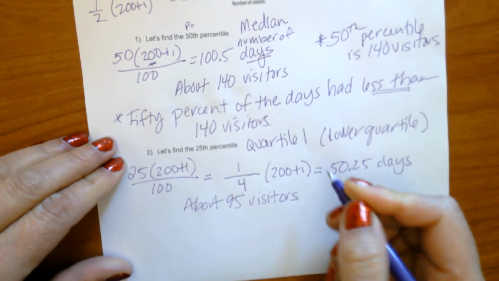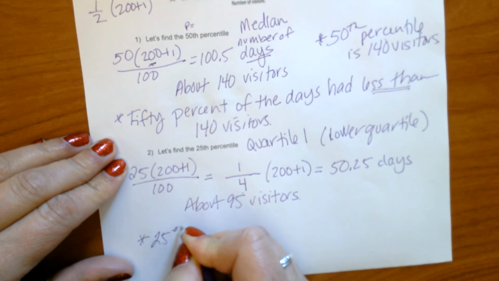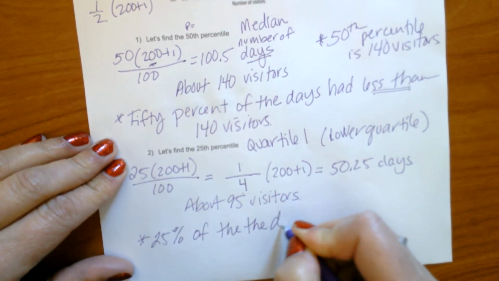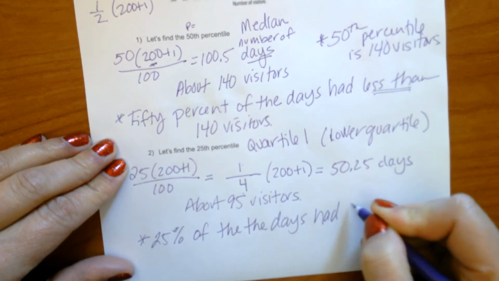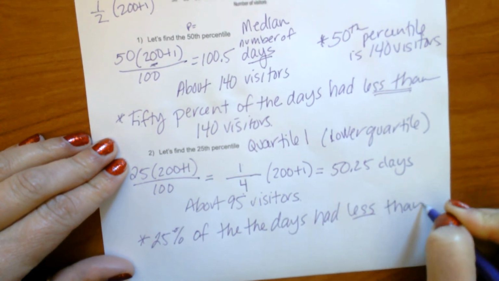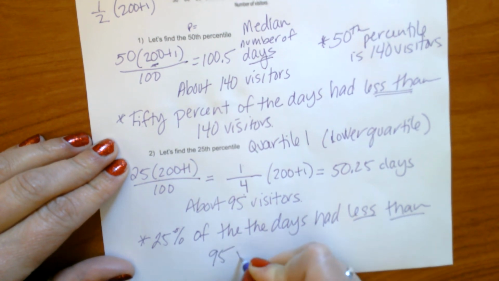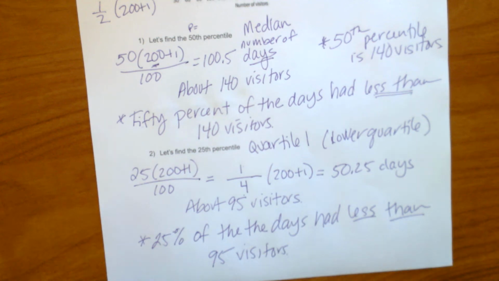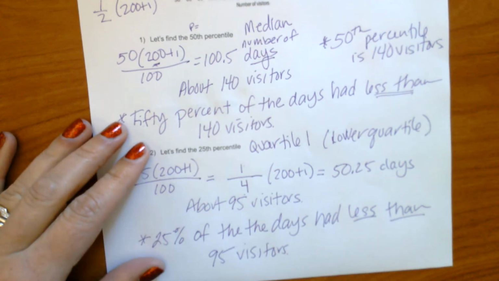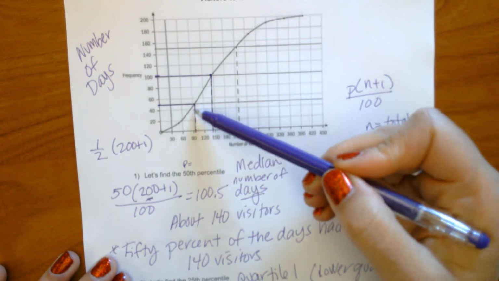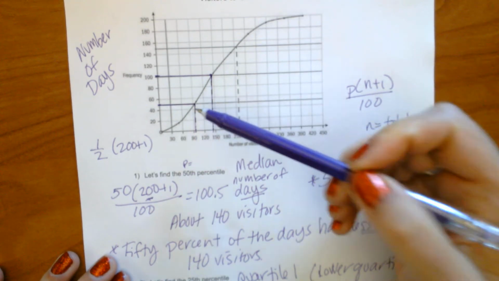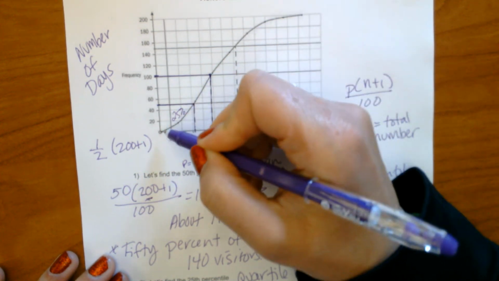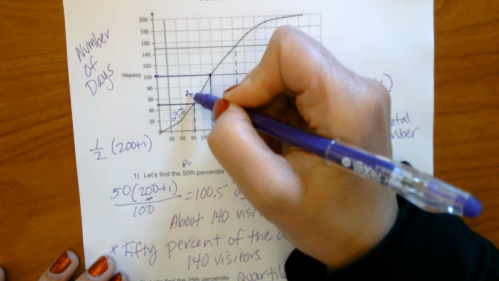I always attach my label on. Let's write our sentence, and I'm just going to write it like this, 25% to save time, of the days had less than 95 visitors. And that's what it means to be a percentile. It's how 25% of the data. And if we look here on our graph, doesn't that look like it's about 25% of the way? Doesn't this up here, this whole from 0 all the way up here, look like 50%?